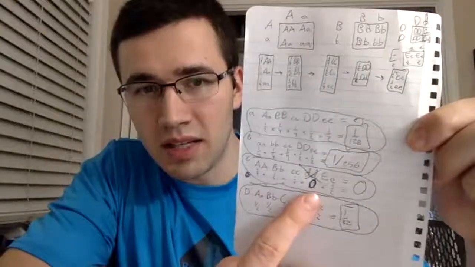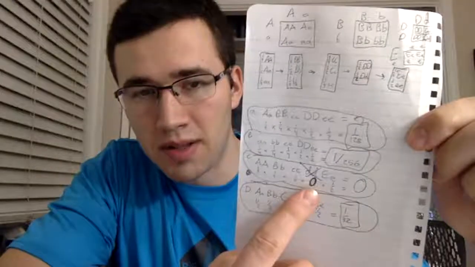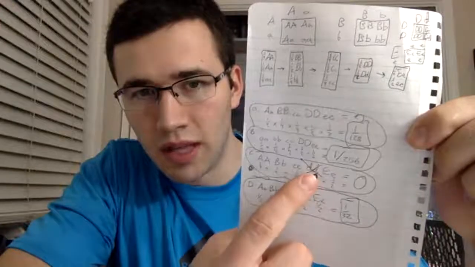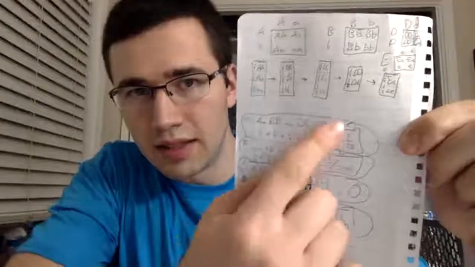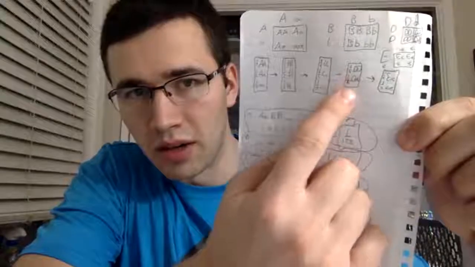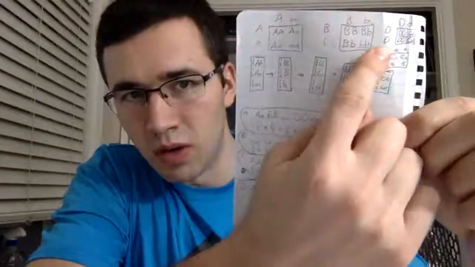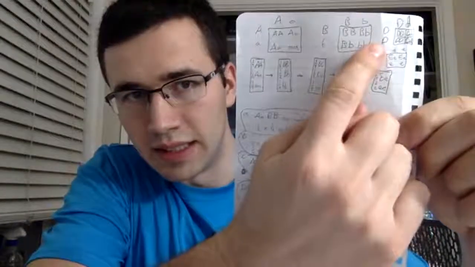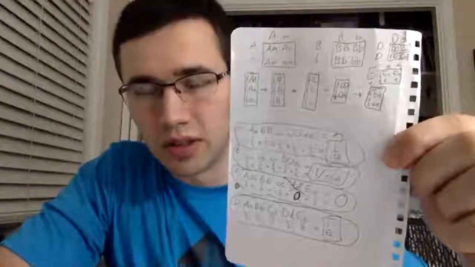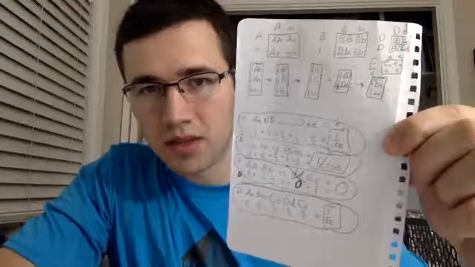For number C, I didn't put in a number. It's a 0 because the lowercase dd, as you can see, did not appear on there. And that was because one of them had 2 uppercase D's for those alleles. So that's how I did number 1.